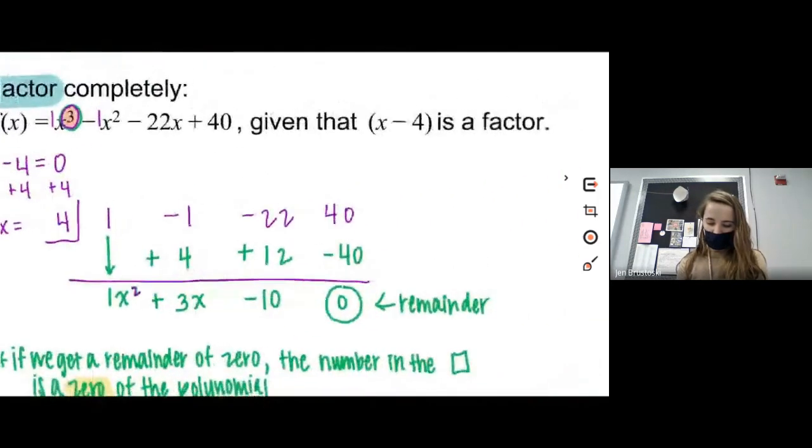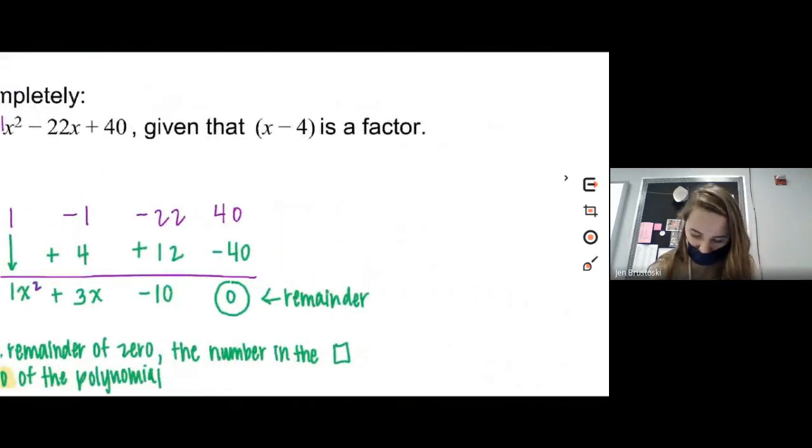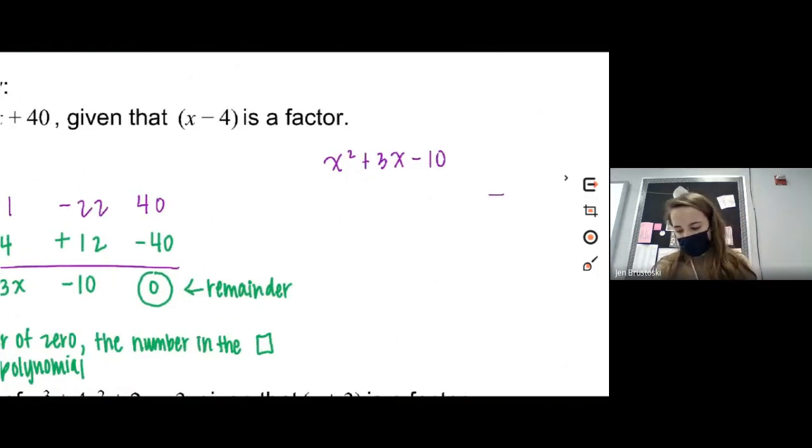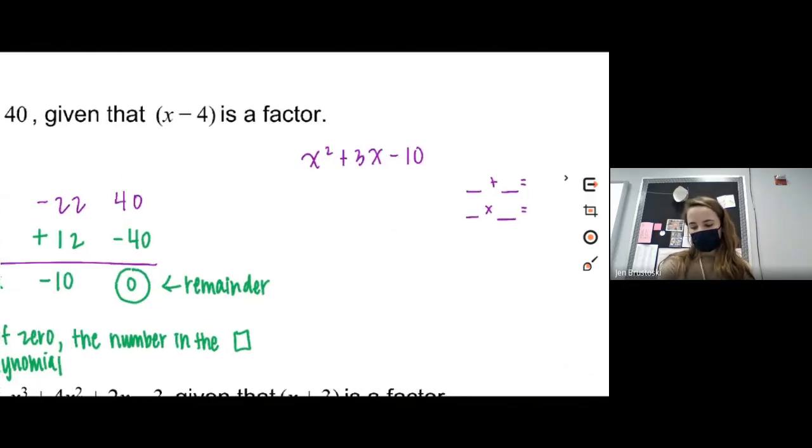All right, so I'm going to rewrite this over here. So x squared plus 3x minus 10. Do we know how to factor something like this? Yeah. We need 2 numbers that add to be something and 2 numbers that multiply to be something. Our 2 numbers need to add to be this number in the middle and multiply 1 and -10 to get -10.